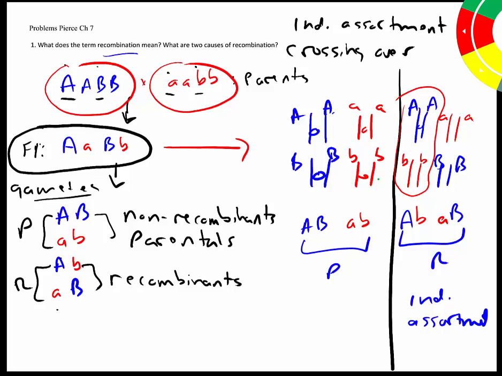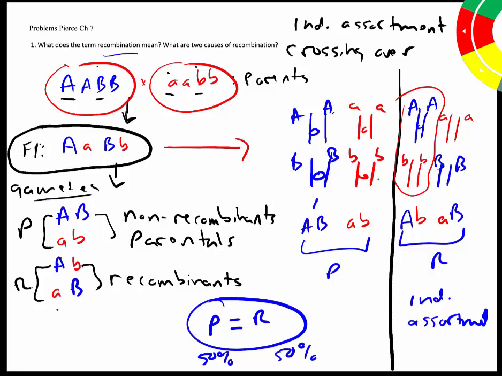And we know that in independent assortment each of these things is equally likely. So the number of parentals equals the number of recombinants. And that's actually how we define independent assortment: if the number of parentals equals the number of recombinants, or if there's 50% parentals, 50% recombinants, or if it's 1 to 1 to 1 to 1, those are different ways of saying the same thing. That means we had independent assortment. That's the definition of independent assortment.